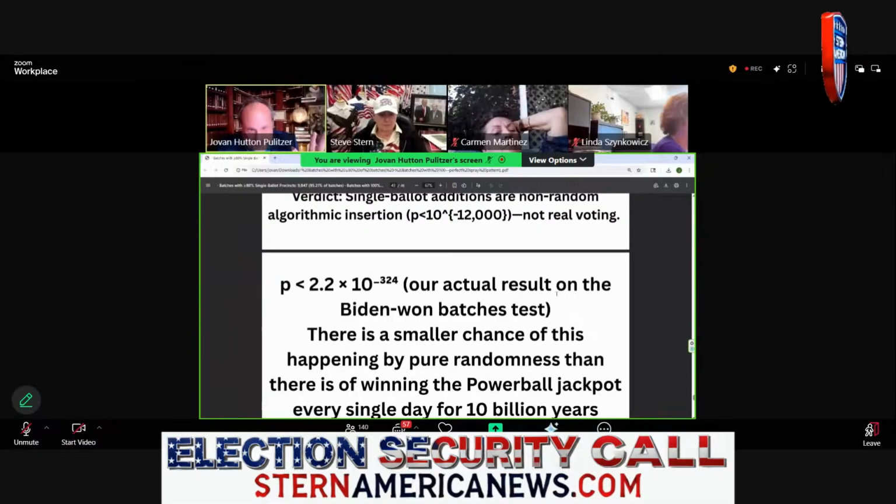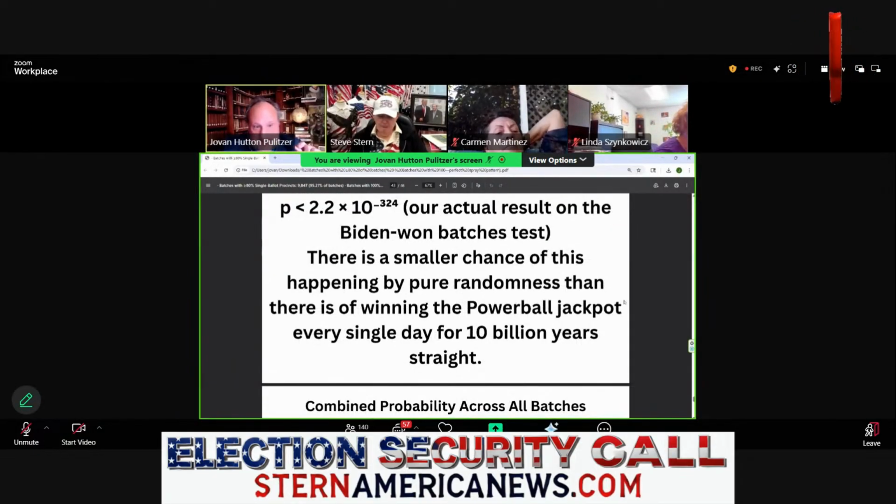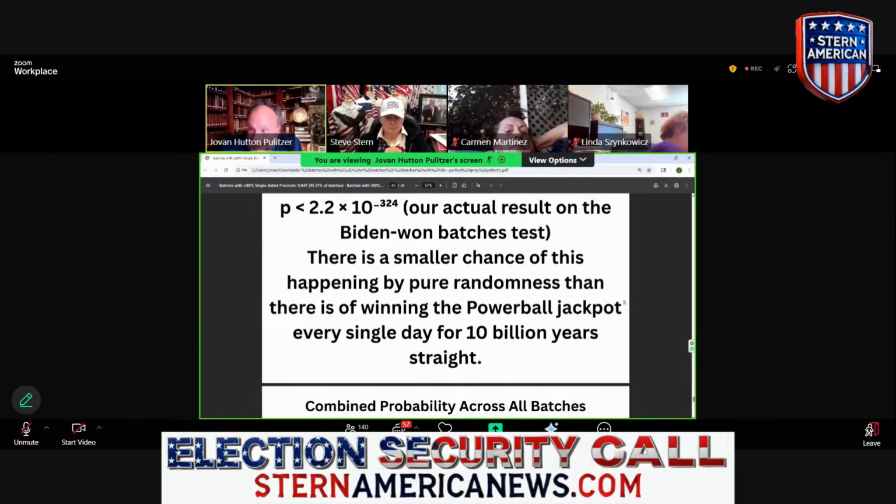Here's what matters. Here is the exact number of what you just saw. It would basically say there is a smaller chance of this happening by pure randomness than there is of winning the Powerball jackpot every single day for 10 billion years straight. That's the odds. That's measured by distance, by how the post office does these, etc.